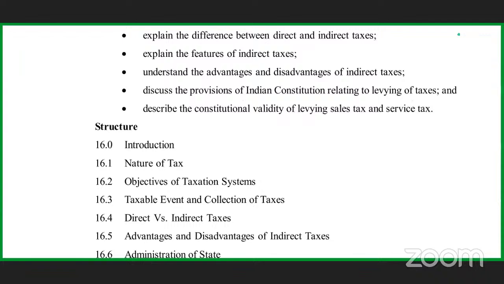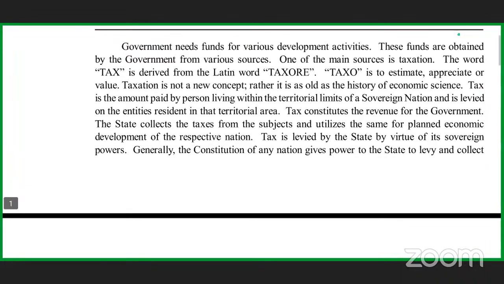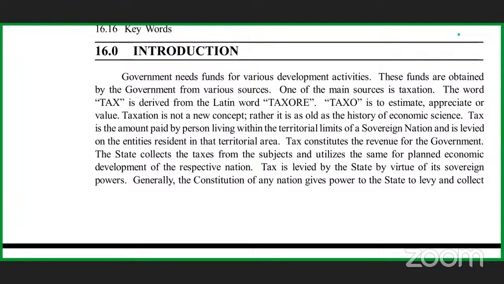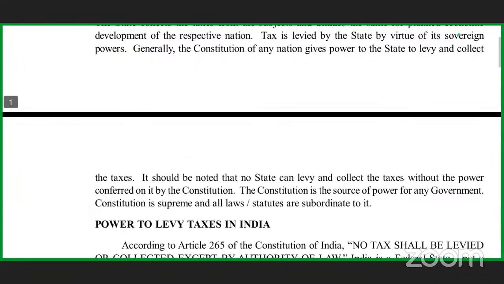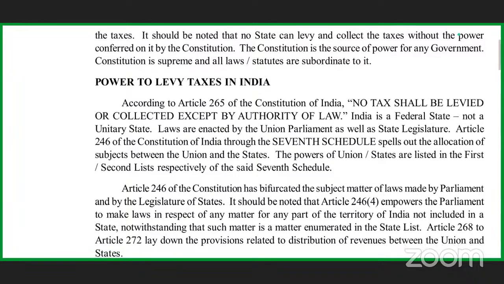Okay. So we will understand the difference between direct and indirect taxes. It's a brief introduction they have given. This is taxo. Tax comes from the Latin word taxor, which means estimate, appreciate, or value. So earlier, no tax shall be levied or collected except by authority. No other individual can collect the tax. Only the income tax department had that authority.